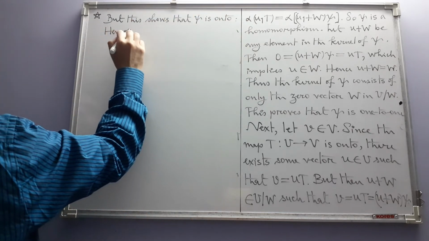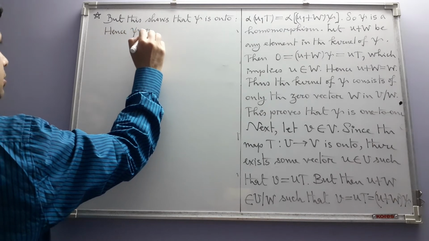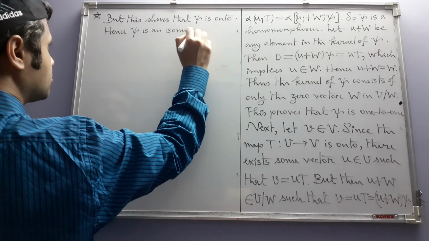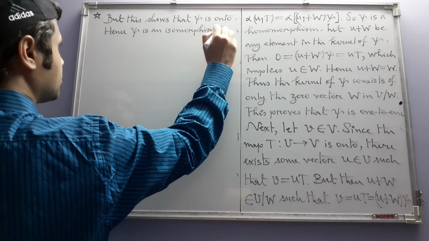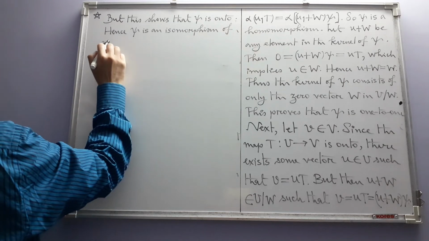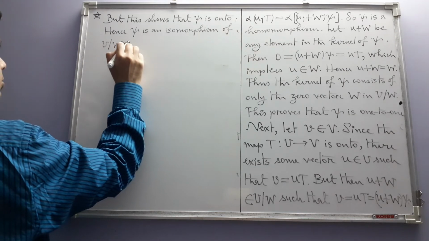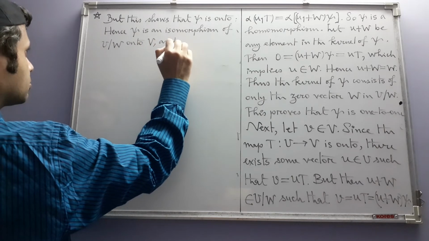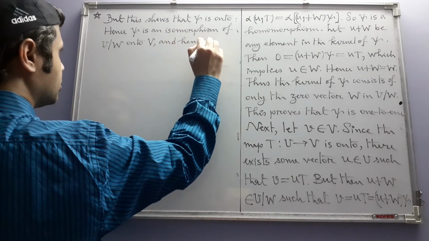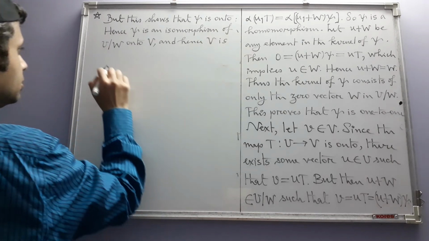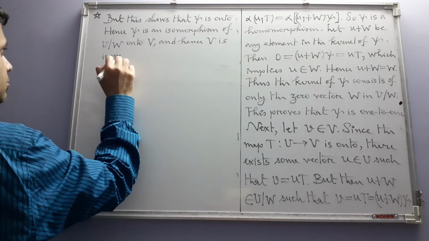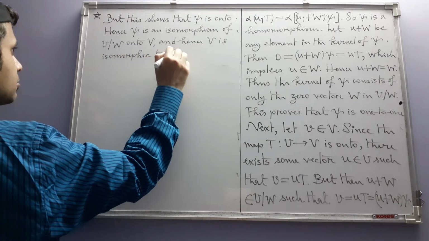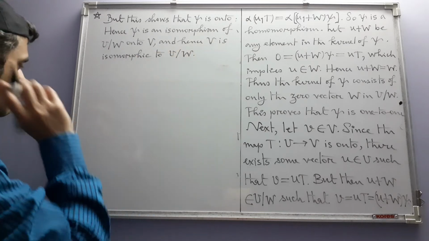Hence psi is an isomorphism of U by W onto V, and hence V is isomorphic to U by W.